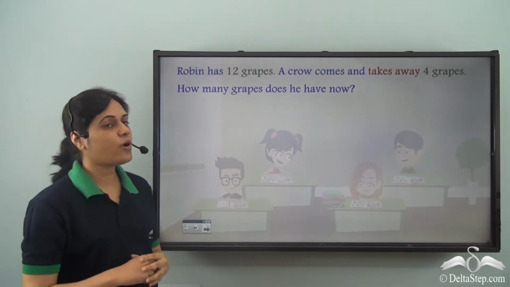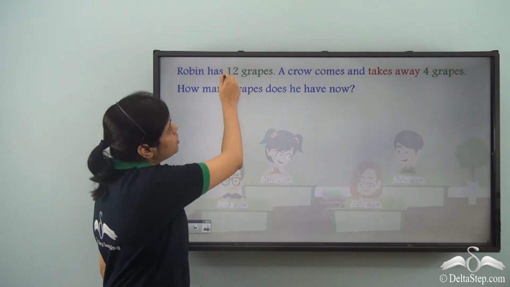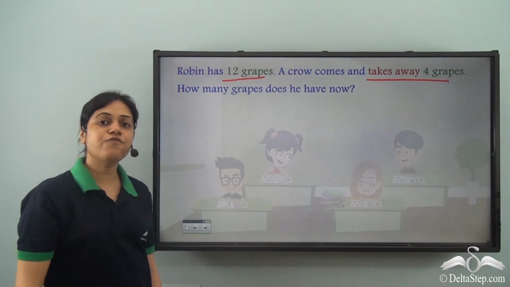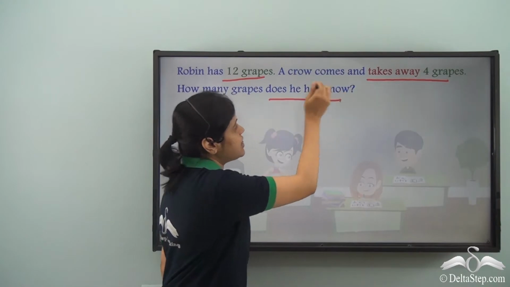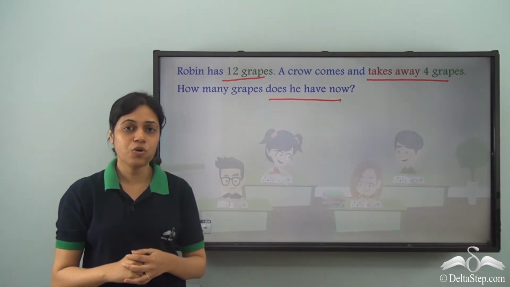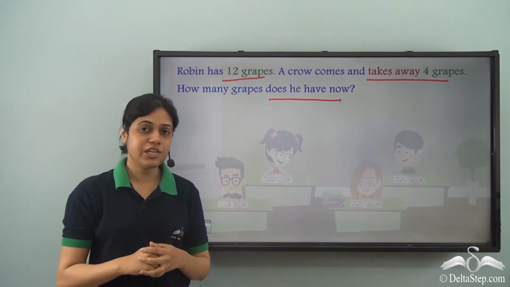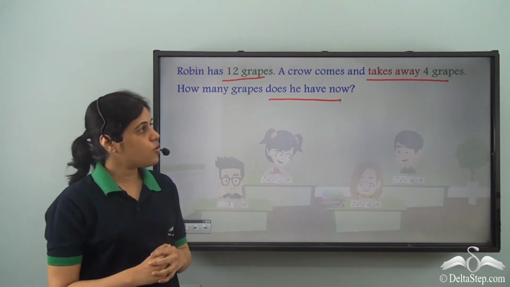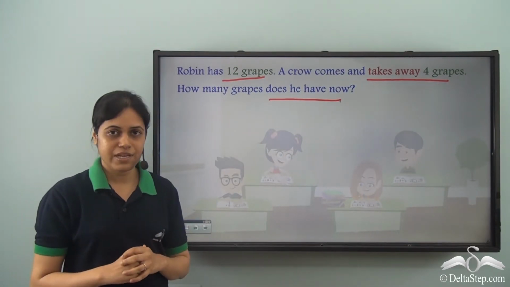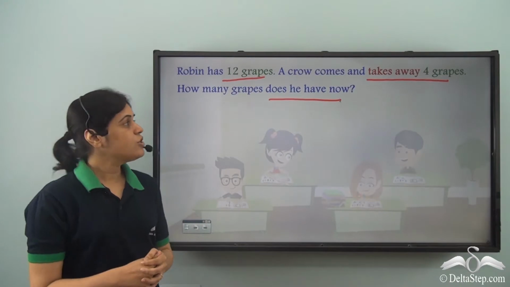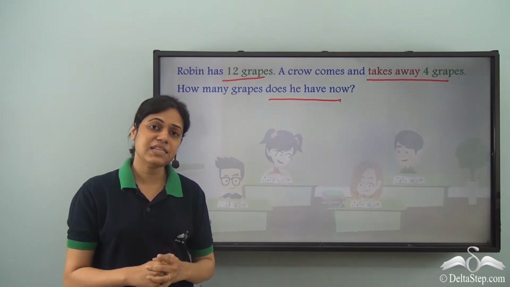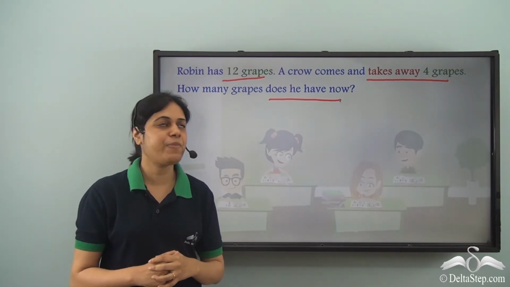Let's solve one more word problem. Robin has 12 grapes. A crow comes and takes away 4 grapes. How many grapes does he have now? So, this boy Robin initially had 12 grapes. And a naughty crow comes and takes away 4 grapes. So, we know that taking away is subtraction. So we need to help Robin to find how many grapes does he have now. We can easily do it using subtraction. So let's help him out.